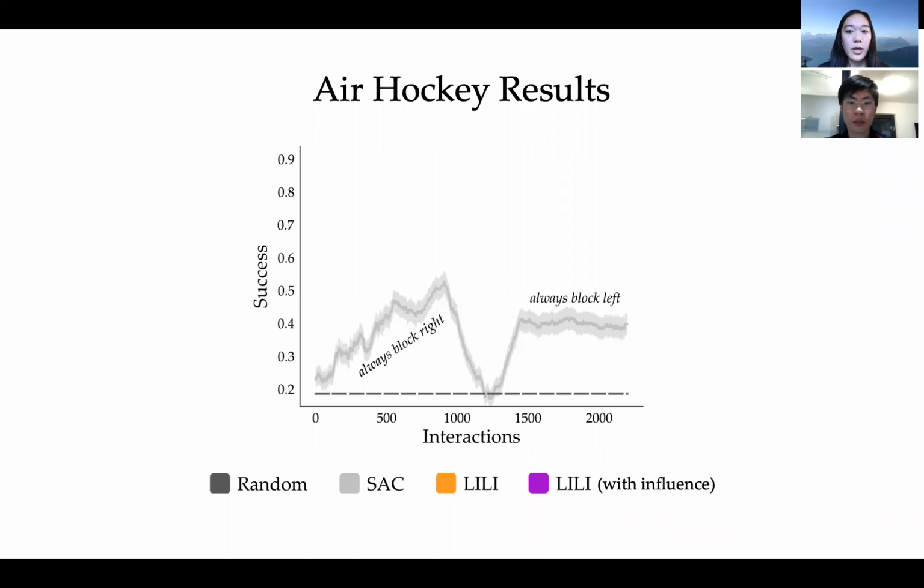So in this plot, instead of rewards, we're plotting the success rate over training. And we see that the final policy achieves about a 40% success rate, while a random policy, which just takes random actions at every time step, has a success rate of around 20%. This is just to highlight the difficulty of the task.